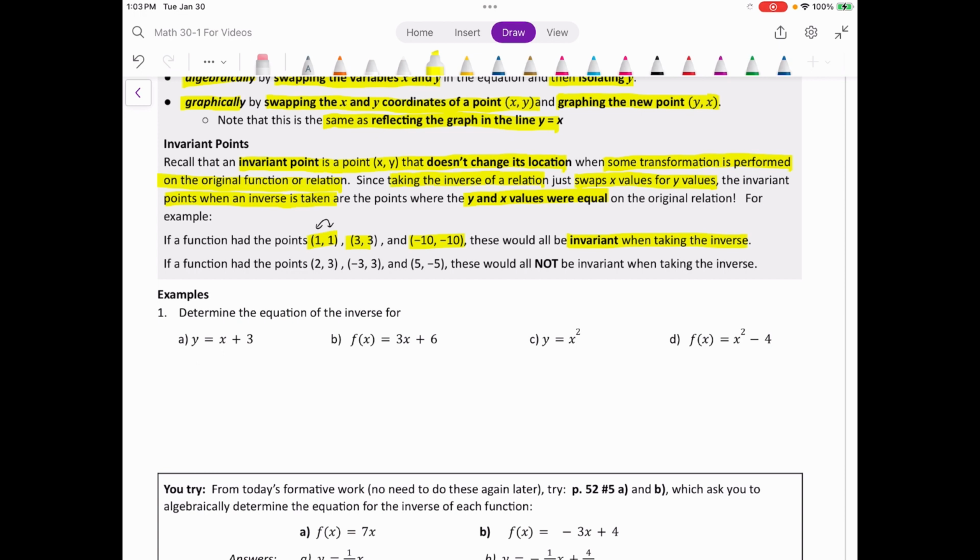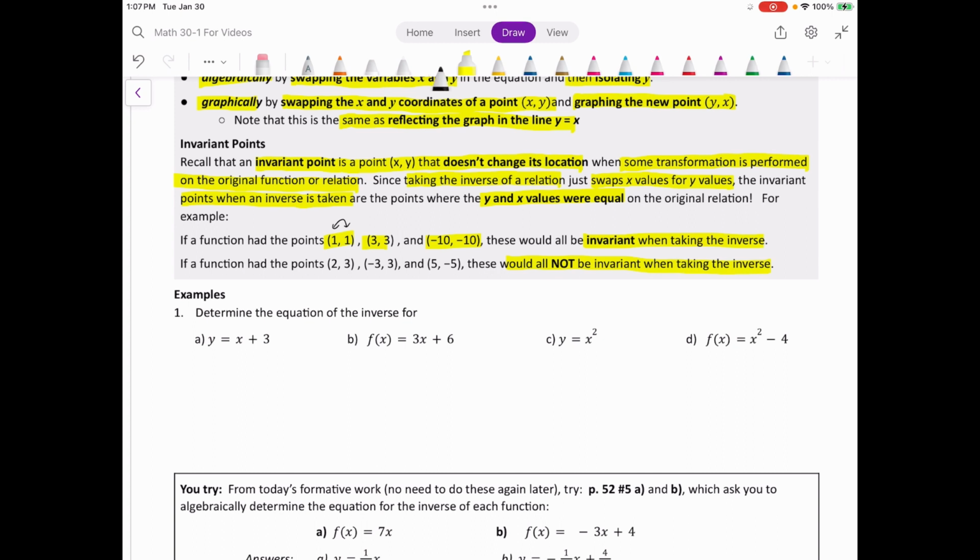For some non-examples of invariant points, none of these would be invariant. The point (2, 3) is not the same as the point (3, 2). If I switch these, that's now in a different location. Same for these, careful with the negatives. (-3, 3): if I swap x and y, (3, -3) is not in the same place as (-3, 3). (5, -5), same story. All of those would not be invariant if we took the inverse, because switching their x and y would give us a different point. (-5, 5) is not the same point as (5, -5).